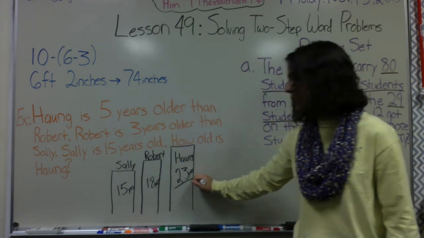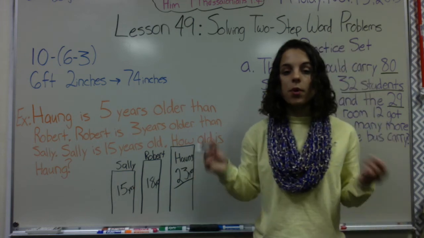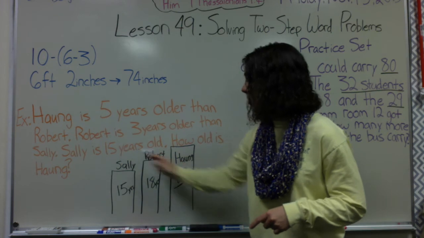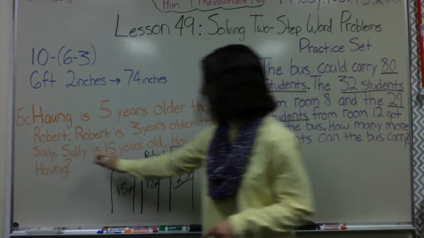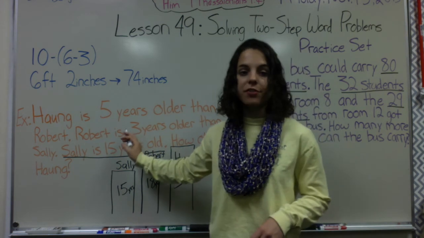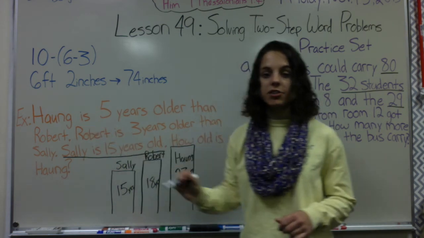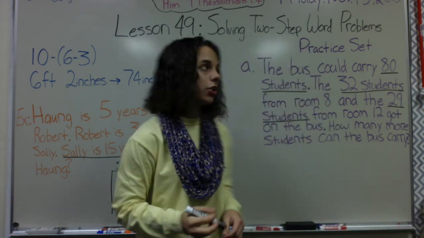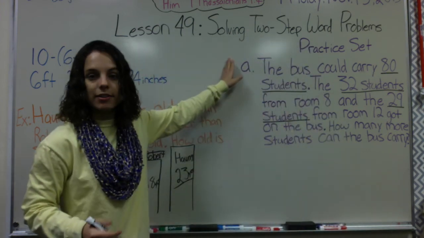He's 23 years. So we broke it apart. We kind of drew a picture. We looked at what we already know, which is Sally is 15 years old. And then we were able to figure out from there how old each of them were and get to our final answer. So the practice problem that you're going to be doing is just letter A.